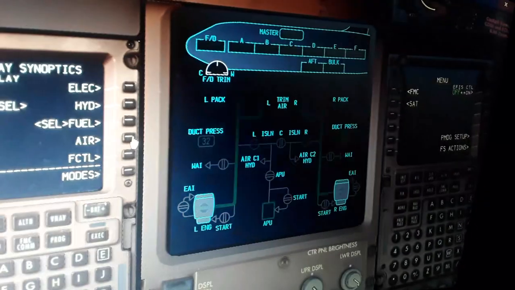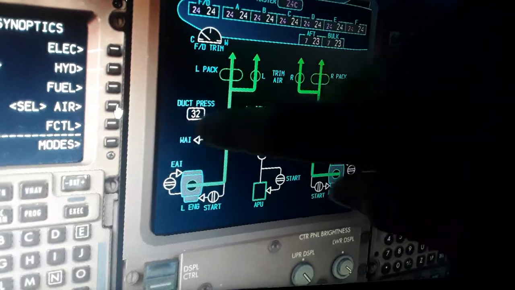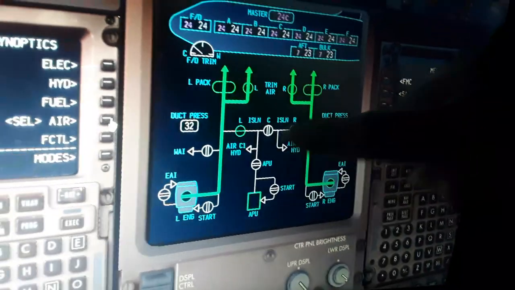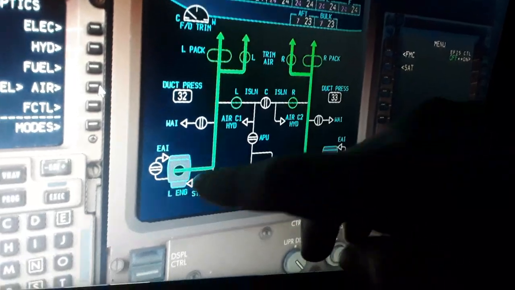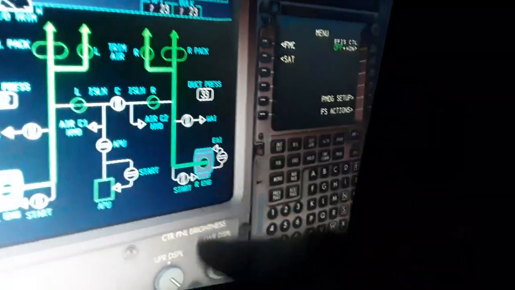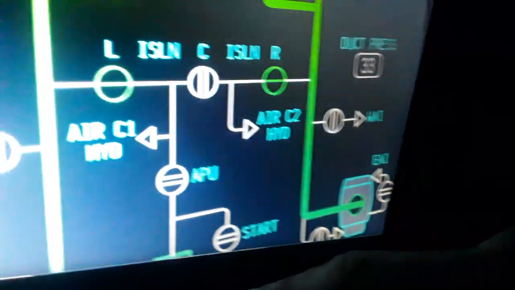The air system, the pressurizer, left and right engine, duct pressure, left and right engine, the temperature, and we can use the pressurizer for hydraulic fluid. You can see C1 and C2 hydraulics here.